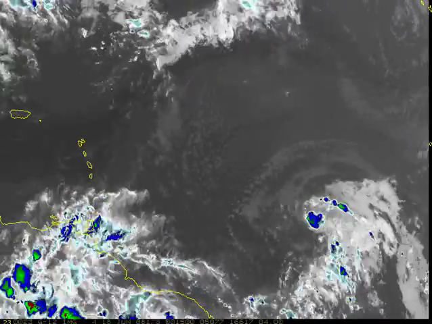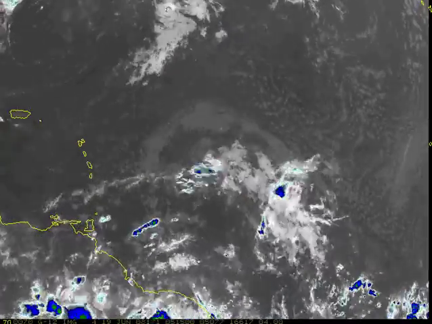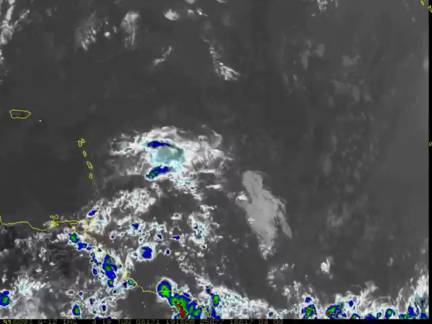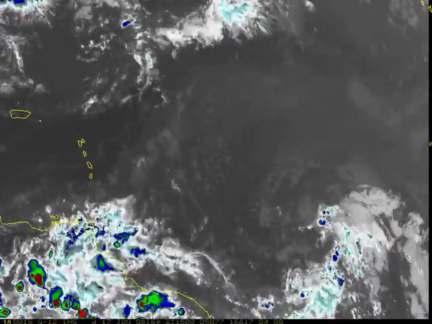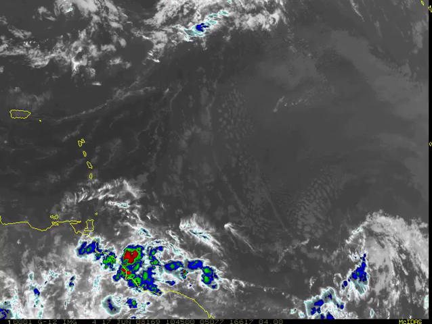This is a longer loop of the easterly wave in the IR channel. The long loop has the advantage of continuity. Notice the persistent convection where the trailing band intersects the ITCZ. I'll go ahead and stop that.